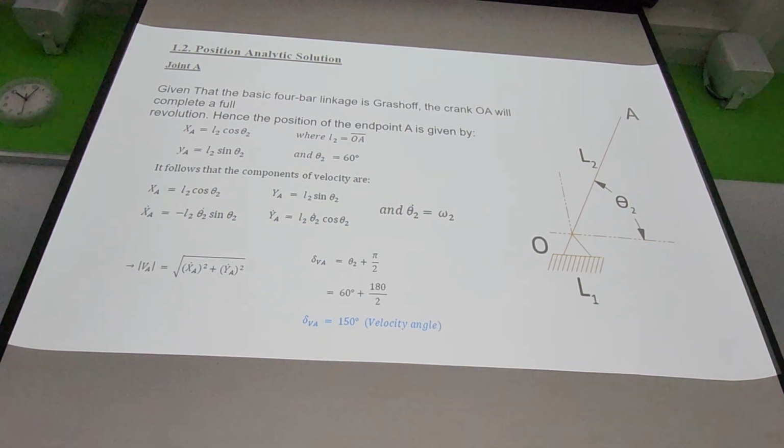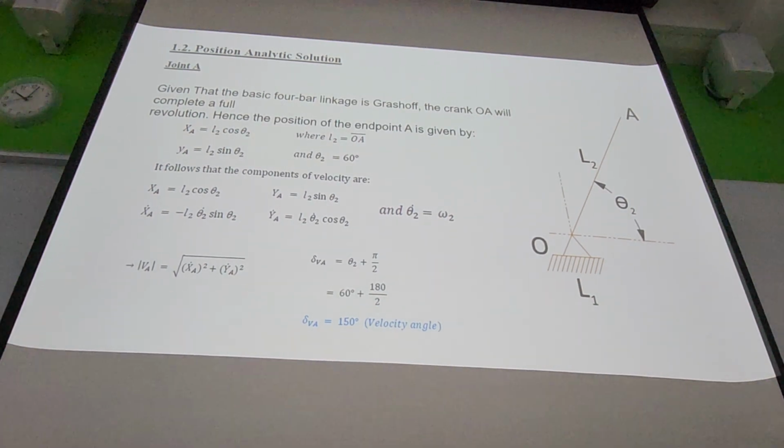Now just take the length. We know L2, you know theta 2, right? This information is known to you. So this is your ground link. You are resolving this into x component, which is L2 cosine theta, where theta is theta 2 here. Okay. So y component is L2 sin theta. L2 is known, theta 2 is 60 for all of you, I think. So you calculate xA, yA.